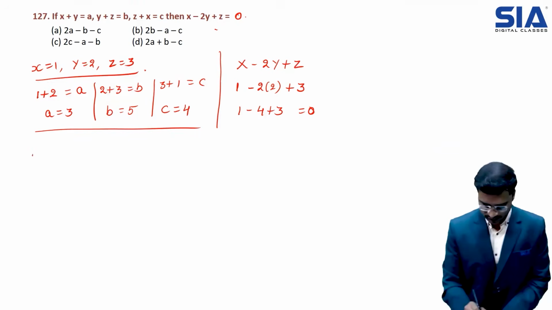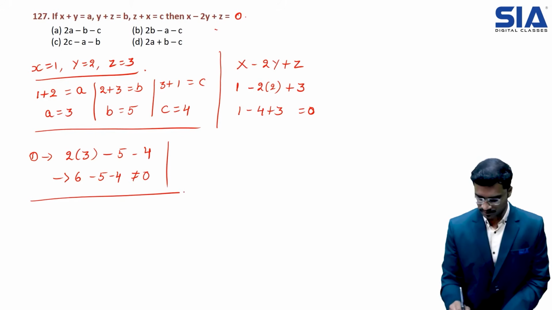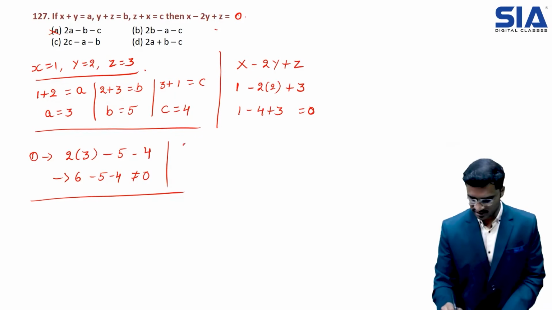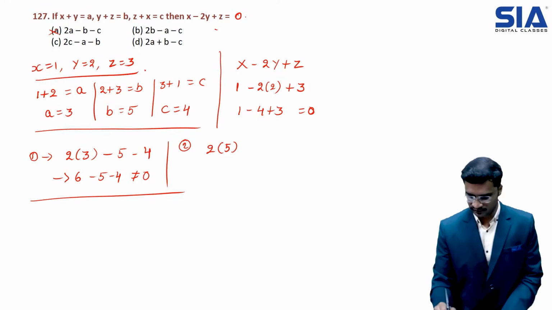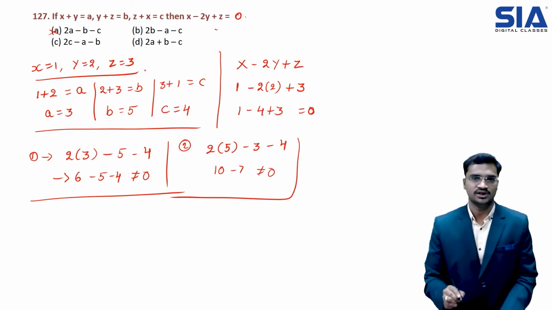So let us take the first option. The first option is 2a, 2 into the value of a, which is 3, and the value of b is 5 and the value of c is 4. So 3 2s are 6. 6 minus 5 minus 4 is not equals to 0. So the first option is eliminated. Now coming to the second option. The second option says 2 into b. The value of b is 5, minus the value of a, which is 3, then the value of c is 4. So 5 2s are 10 minus 7 is not equals to 0. The second option is also eliminated.